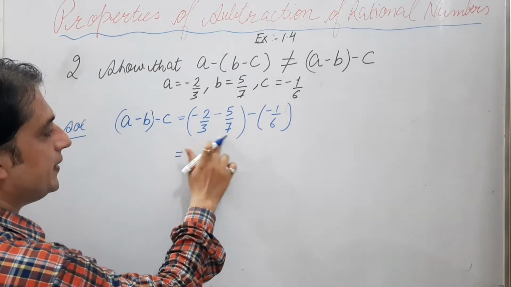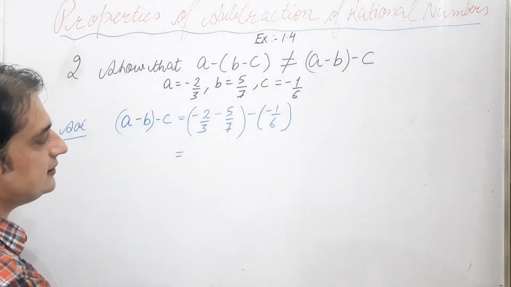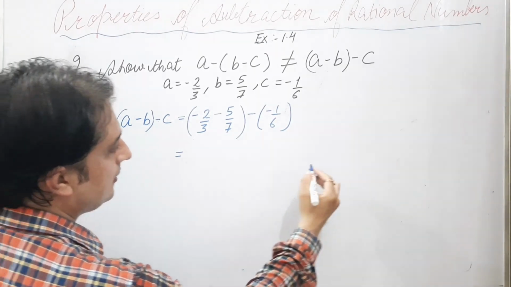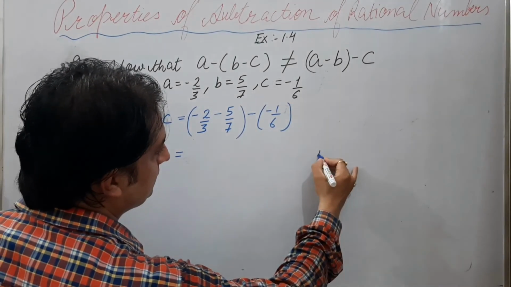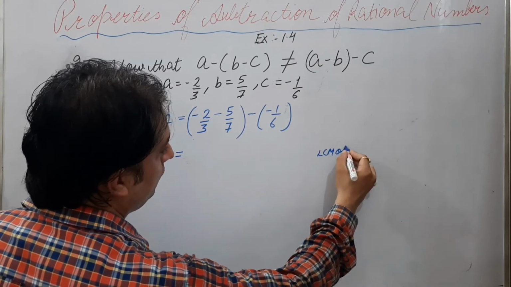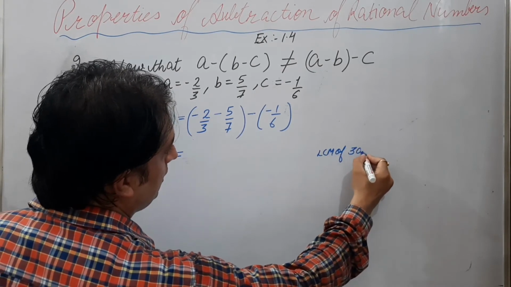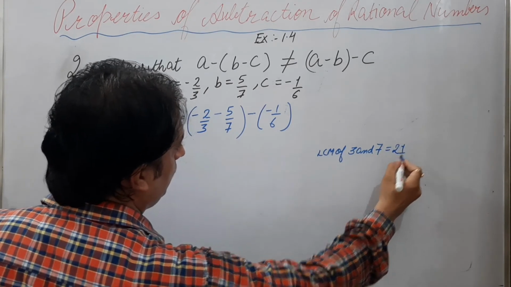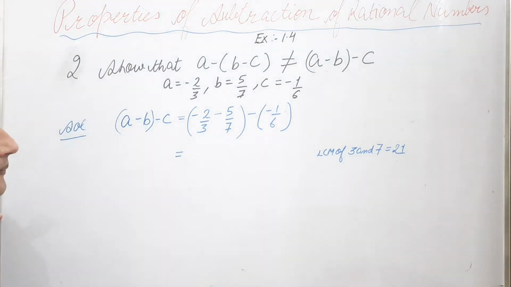So here the denominators are different. Firstly take the LCM of 3 and 7. So what is the LCM of 3 and 7? LCM of 3 and 7 is equal to 21 because both are prime numbers.